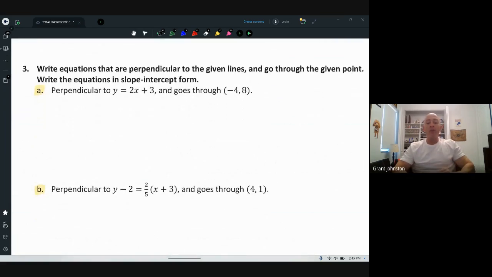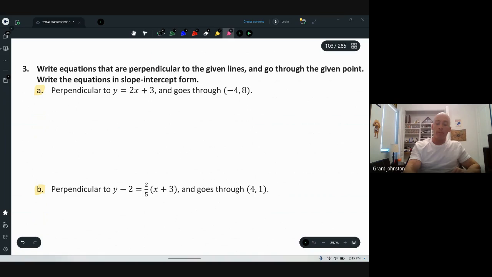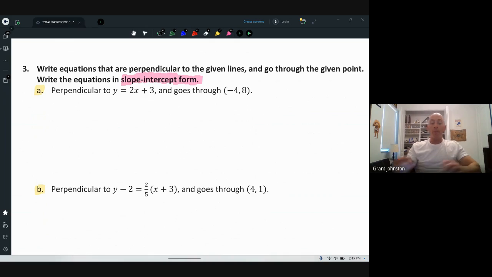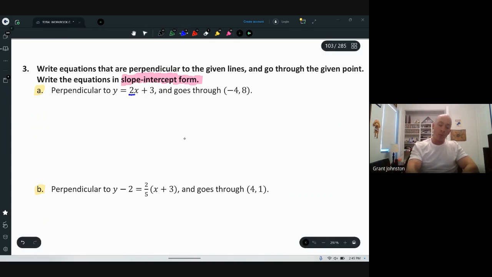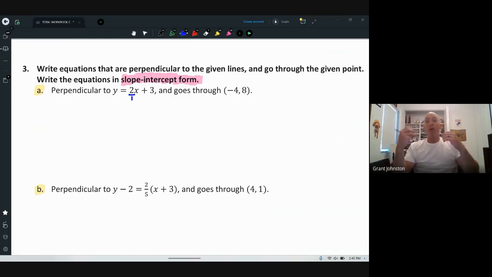Number 3 says, write equations that are perpendicular to the given lines and go through the given point. Write it in slope-intercept form. So this time I want it in slope-intercept form. It needs to be perpendicular to y equals 2x plus 3. I'm going to write this slope as 2 over 1. The negative reciprocal of 2 over 1 would be negative 1 over 2.